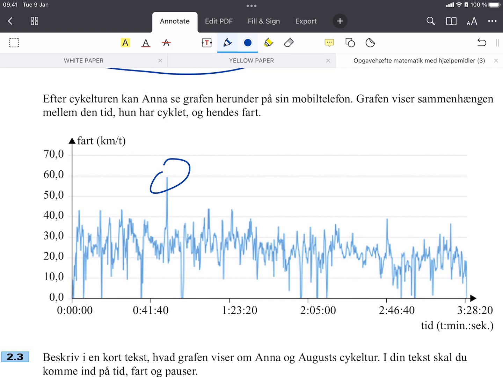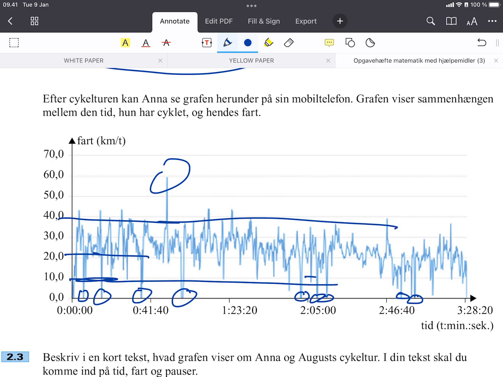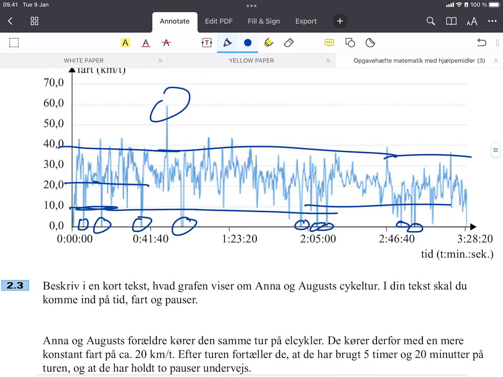She takes several breaks. So there's a break there where her speed's 0. 1, 2, 3, 4, 5, 6, 7, 8. That's not quite a break. 9. At least nine breaks. And overall, her speed's usually between about 20 and 40. Maybe 10 and 40. And the question says, describe in a short text what the graph shows about Anna and August's cycle trip.